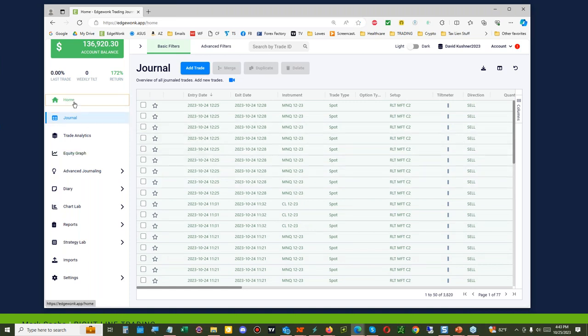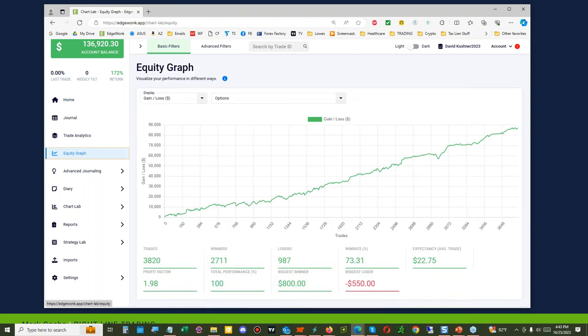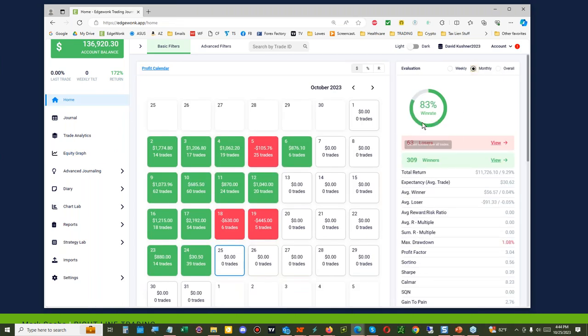And then, so this is what we've done so far this month, right? Here is our equity curve. This is for the whole year, our equity curve, right? We're up $87,000 this year, right? And look at our profit factor, it's 2-to-1. And this was showing our win rate of 73.31. But if you look at the win rate for the month, we're up 83%. And look at our profit factor, our risk reward, 3-to-1.